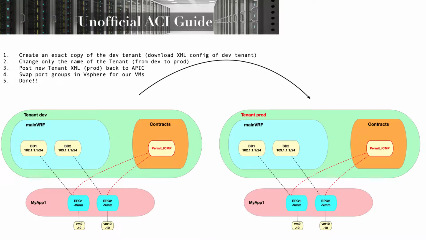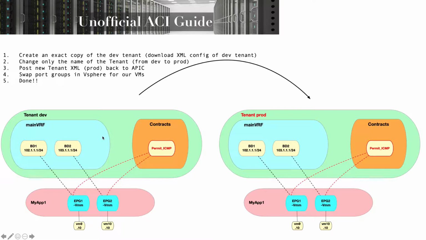So for this demo, what we've done is we have a tenant called dev that exists on the ACI fabric today. We've already configured the policy for the VRF, the bridge domains. Endpoint groups have a one-to-one mapping to our bridge domains. And then the endpoint groups talk through a contract to allow for communication.